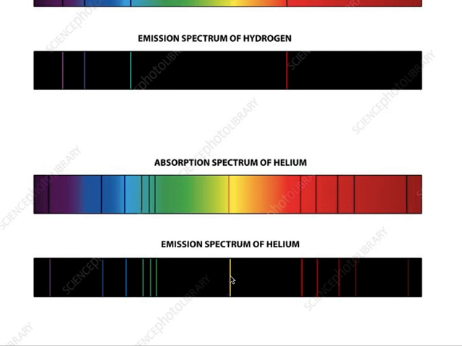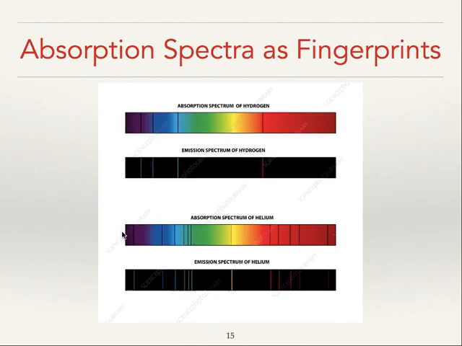This yellow line right here is what was discovered in the sun about 100 years ago when helium was discovered in the sun's outer atmosphere during a full solar eclipse. That's where the name helium comes from, the Greek god Helios.